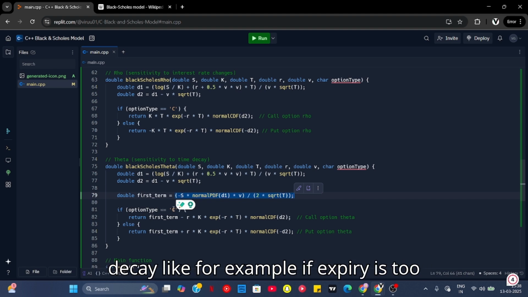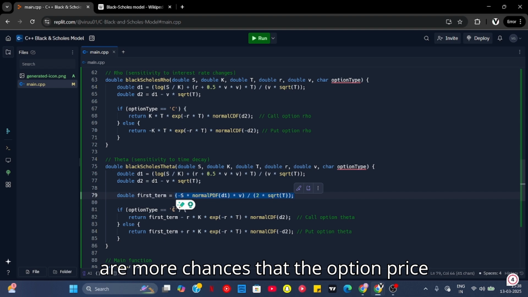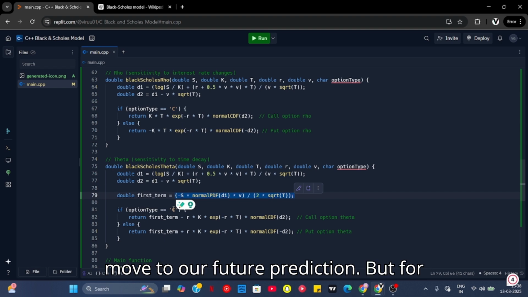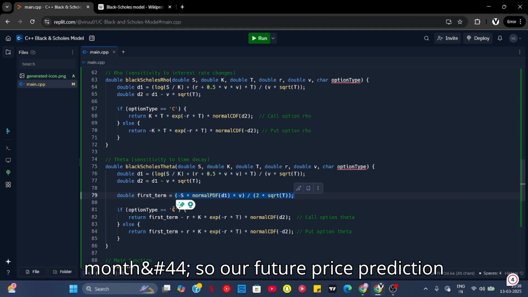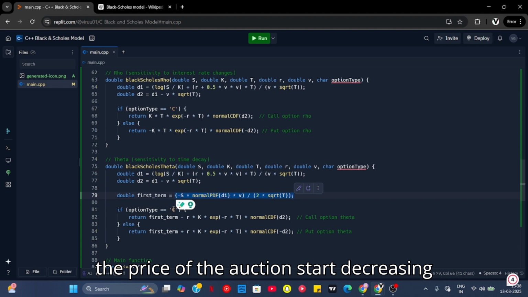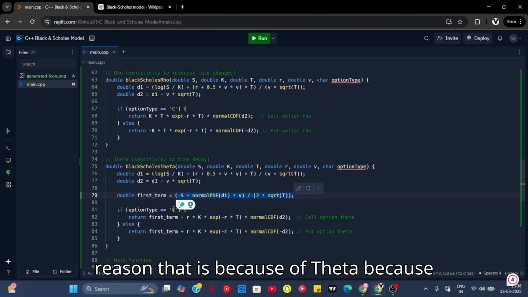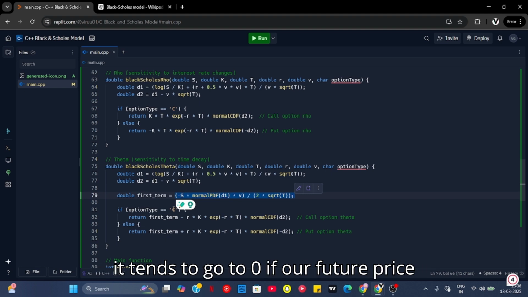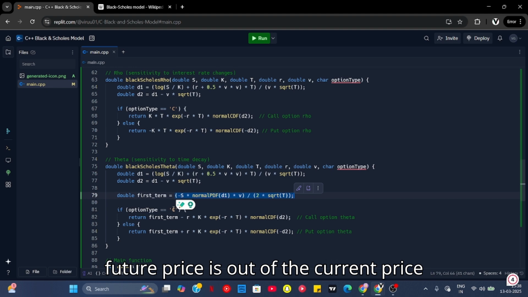What is time decay? For example, if expiry is too far, there are more chances that the option price moves toward our future prediction. But if time is very near, or it's expiring in a week or in a month, our future price prediction can go wrong, and if it goes wrong, the price of the option starts decreasing as expiry comes near. That is because of theta, because it tends to go to zero if our future price is out of line with the current price of the market.